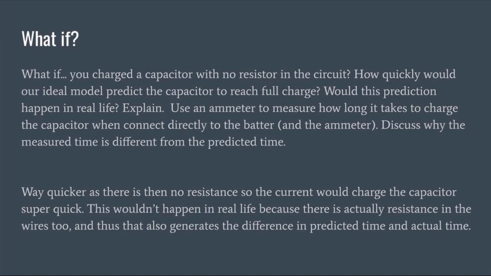And so what we found is that it would be way quicker as there's no resistance, so the current would charge the capacitor super quickly, just because lack of resistance obviously means that it has to go through less. And this wouldn't happen in real life because there's actual resistance in the wires in real life. And so that's what generates the difference between the predicted time and the actual time as well.